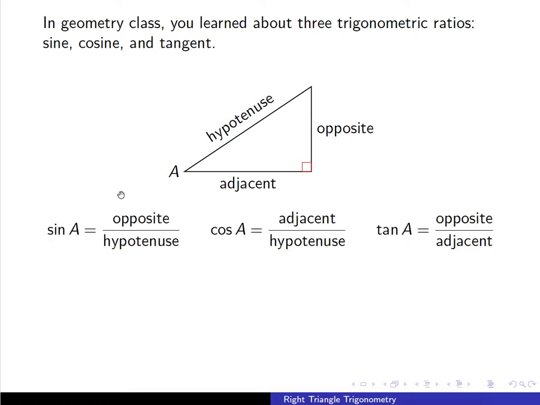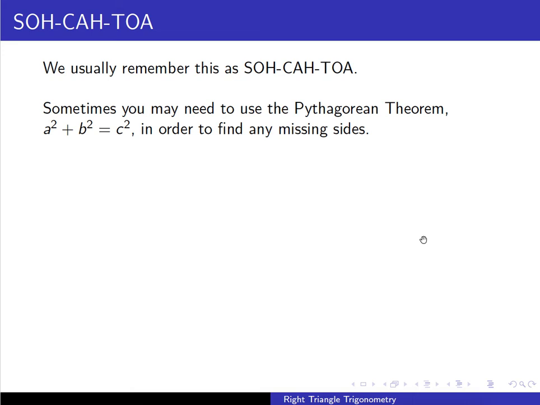So we have the sine of angle A is a ratio of the opposite side length to the length of the hypotenuse. We have the cosine of angle A is a ratio of the adjacent side length divided by the hypotenuse. And we have the tangent of angle A is the opposite side length divided by the adjacent side length. So most people remember this as SOH-CAH-TOA, where sine is opposite over hypotenuse, that's the SOH. Cosine is adjacent over hypotenuse, that's the CAH. And tangent is opposite over adjacent, that's the TOA.